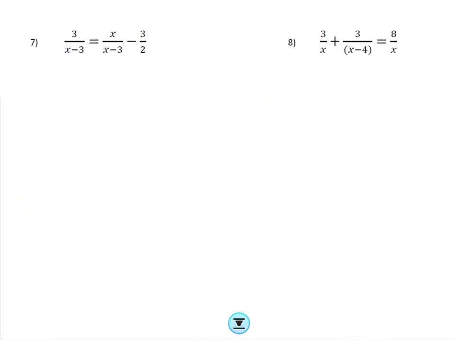All right, last two for the notes. First thing we'll do is find our potential extraneous solutions. Here we've got x minus 3 twice, and then this is a 2. So what we're going to do is just look at the x minus 3's. So we've got a potential extraneous solution of x equals 3 because 3 minus 3 equals 0.